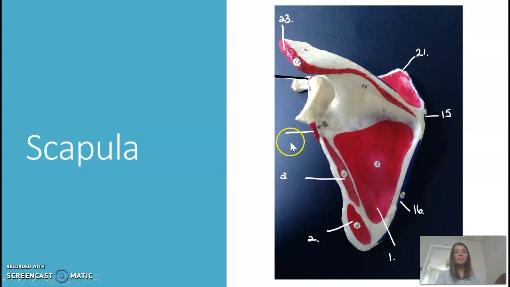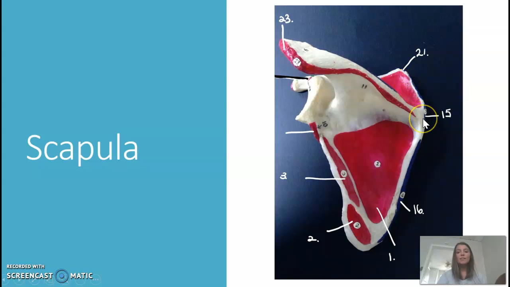Then we get to the posterior side. Number 23 would be the origin of the deltoid. Number 21 would be the insertion for the levator scapulae. And then right above the spine of the scapula would be right here the insertion for the trapezius. And this red area right below 21 would be the origin of the supraspinatus.